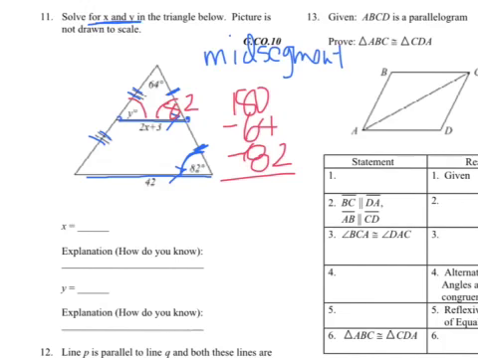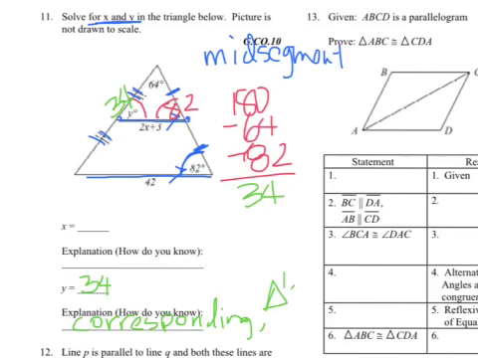So I'm going to solve that for you real quickly. And when I solve that, I get that y is 34 degrees. Where it says explanation, I'm going to write corresponding because the corresponding angles were equal. And I also know that the angles in a triangle are 180 degrees together. So I actually have two reasons for that.